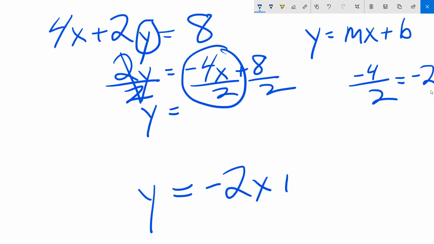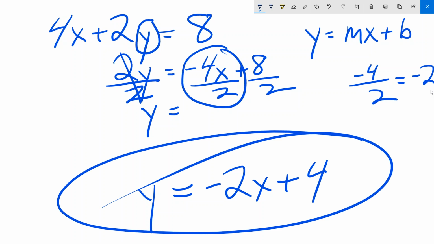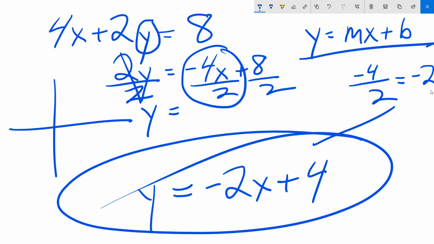We haven't finished it. Negative 4 over 2 leads to minus 2. Yes, and then what's 8 over 2 lead to? 4. That's your answer. Okay, that's making more sense. And it is in that format. In other words, if we want to graph that, where do I start?